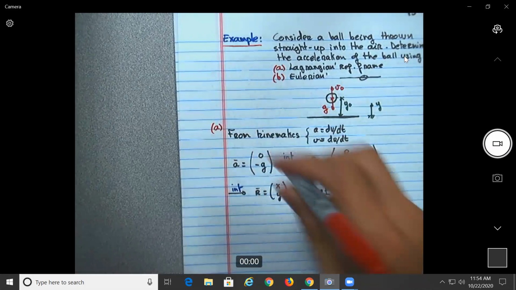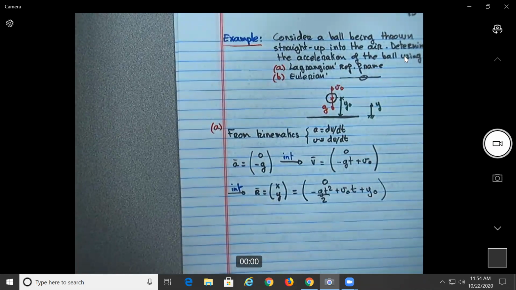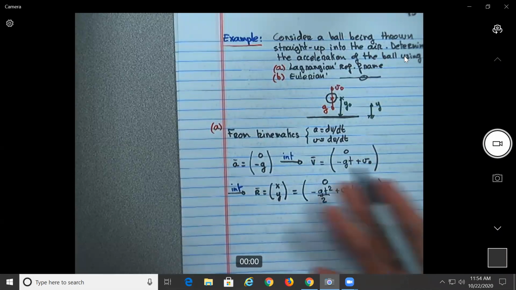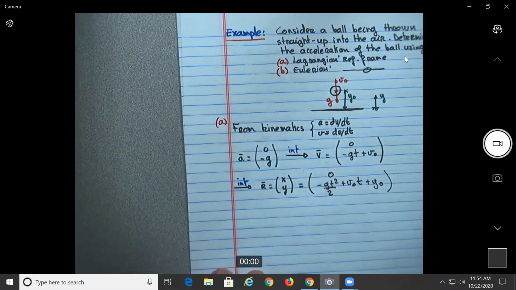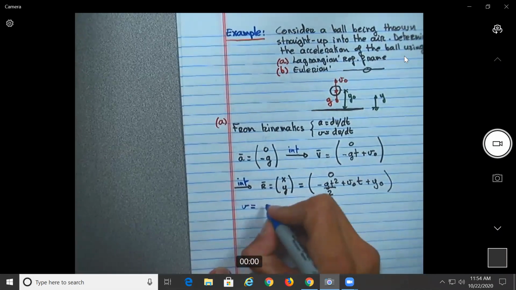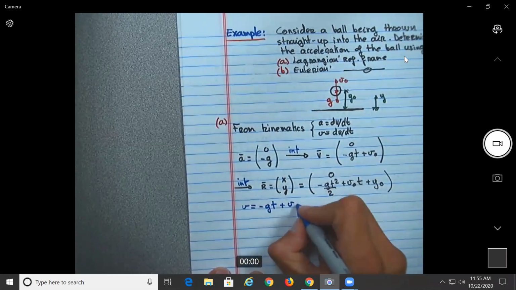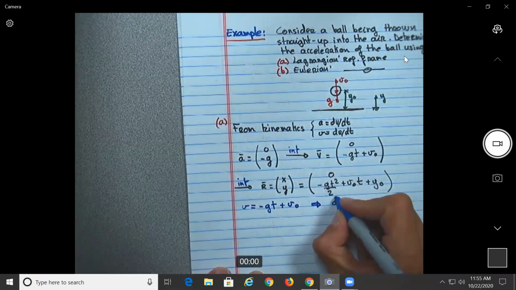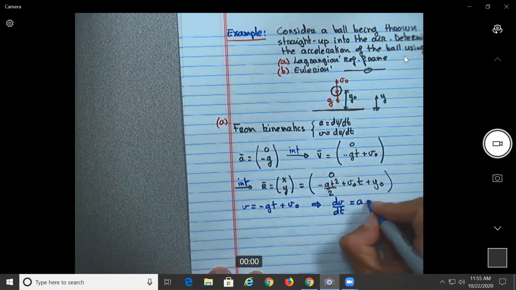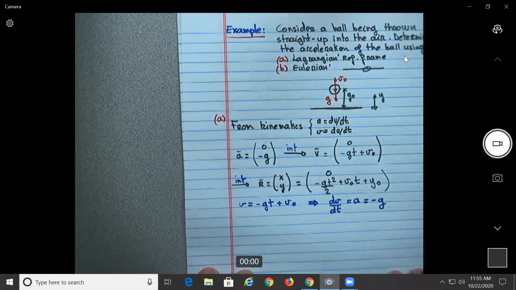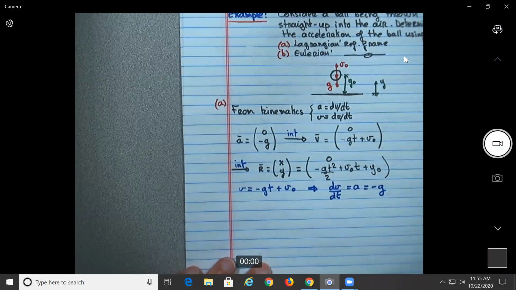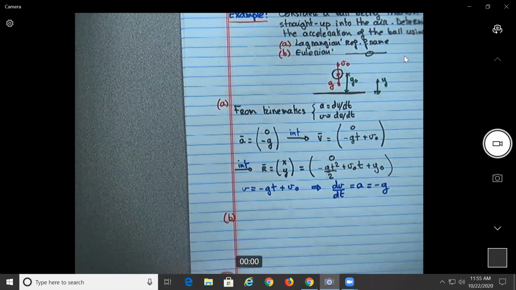Okay, so this is, let's say, part A. So basically over here, the only thing I'm trying to show is that if you have v equal to minus gt plus v sub naught, we did the integral, then dv/dt will be equal to the acceleration, which will be equal to negative g, no? This is just the result that we need to find.